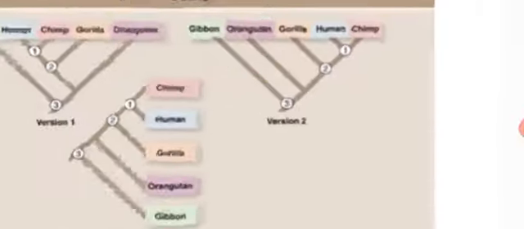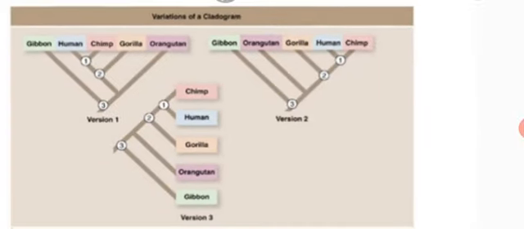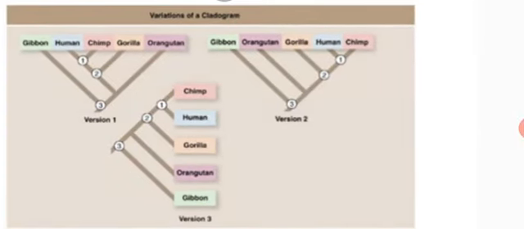So there are three versions, as you can see in this diagram. In version 1, gibbon is the basic or fundamental organism here from which there arises a lineage which leads to the origin of orangutans, and from which there arises a branch which gives rise to humans, chimps and gorilla.